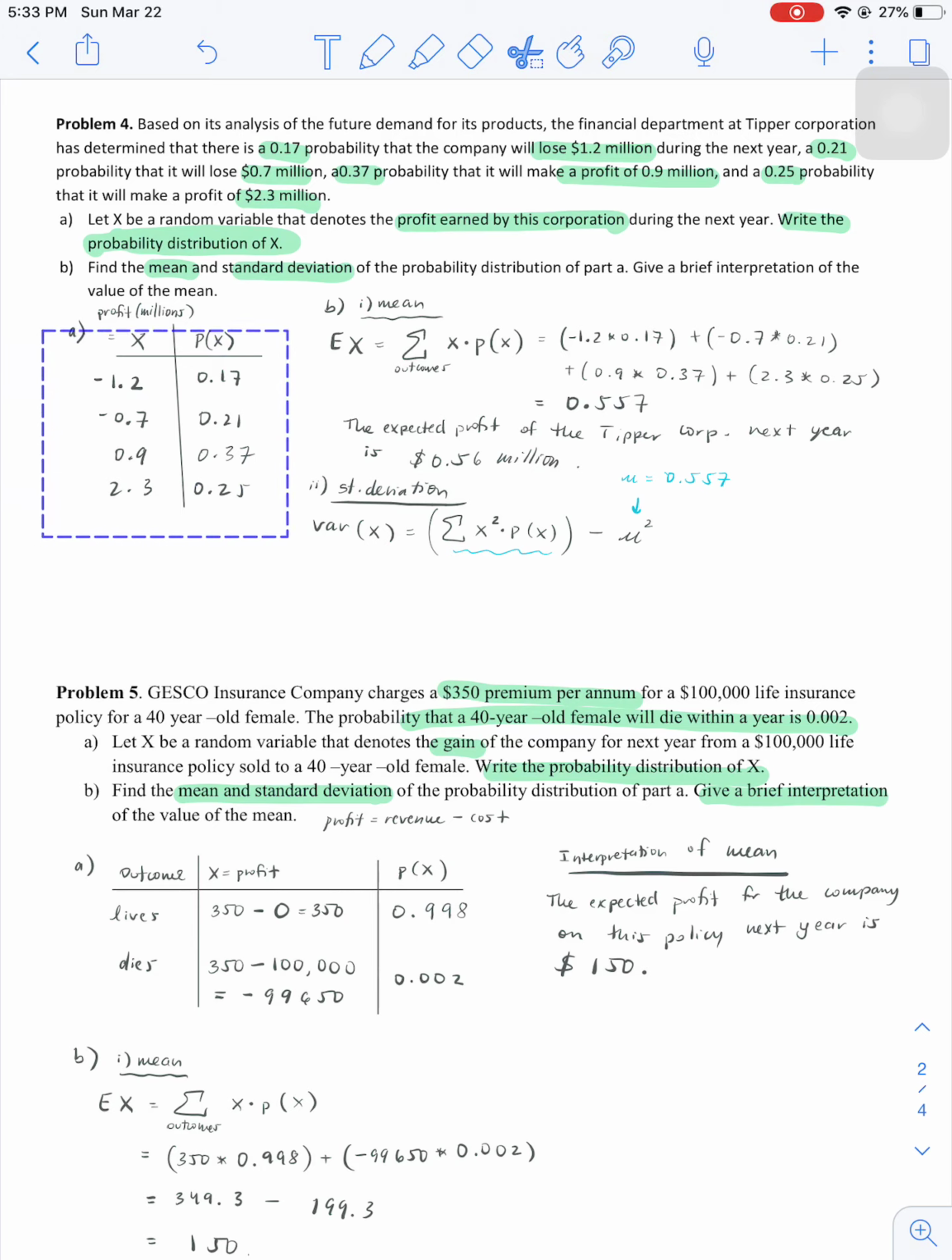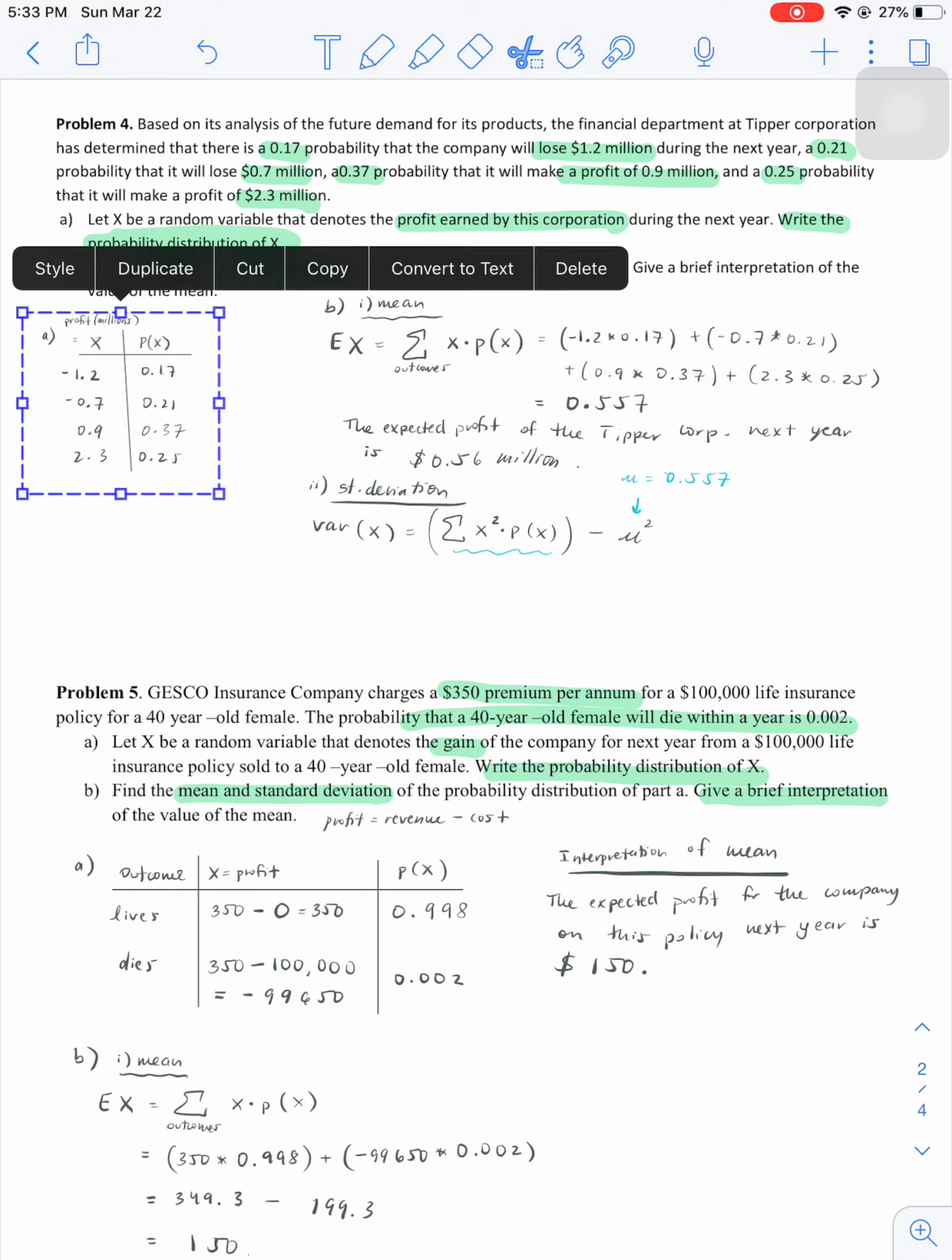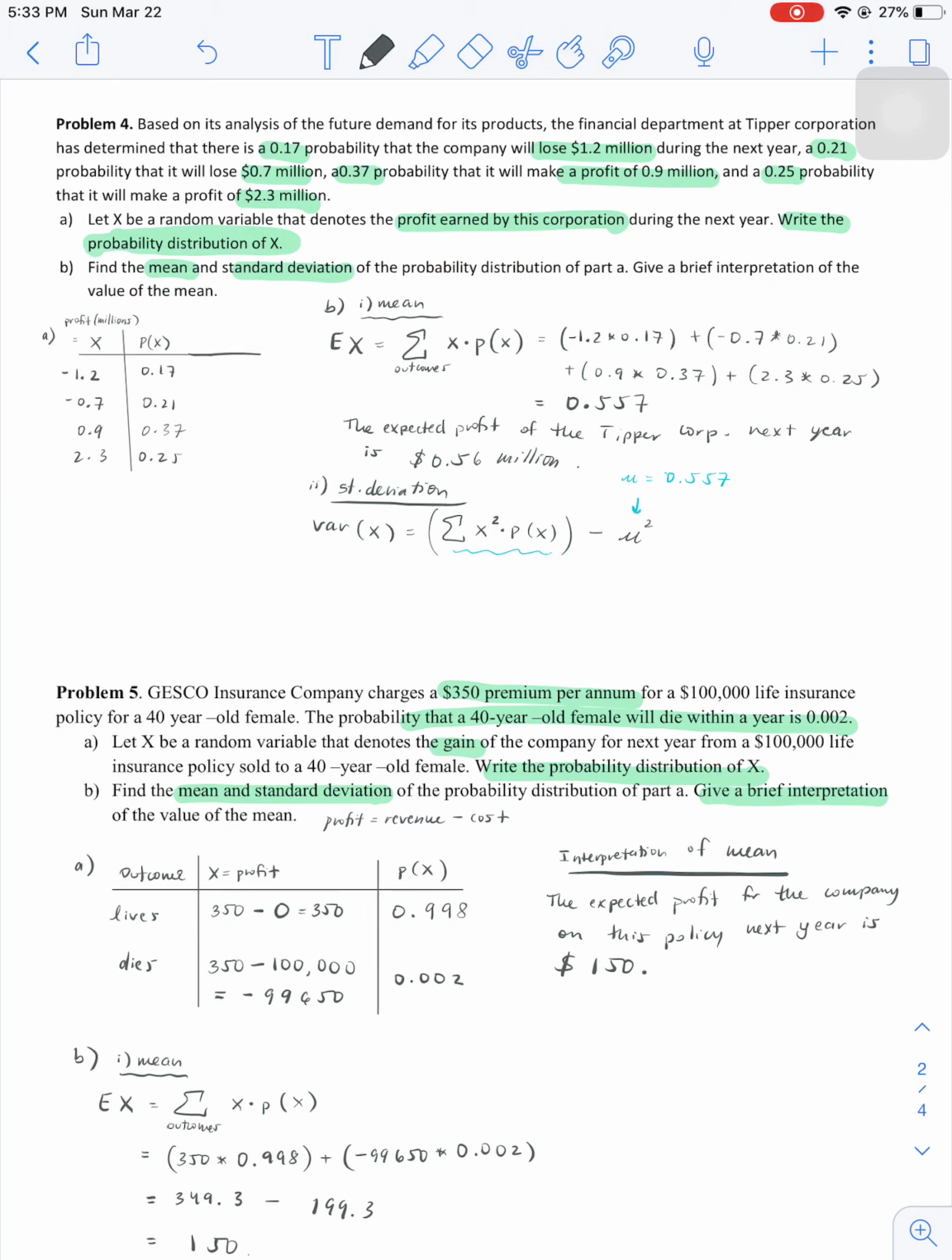To help me out a little bit here, I'm going to add another column to my table in part A. I'm going to call that column x squared. So I need to find 1.2 squared, which is 1.44. Negative 0.7 squared is positive 0.49. 0.9 squared is 0.81. And 2.3 squared is 5.29. So now I can just plug in.